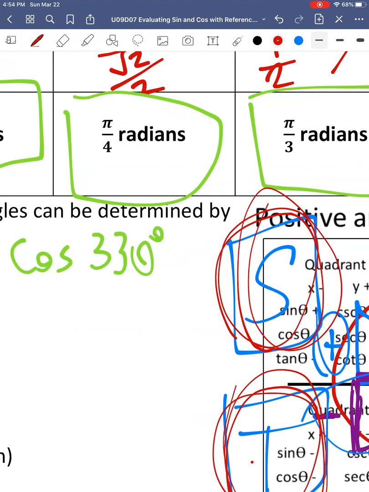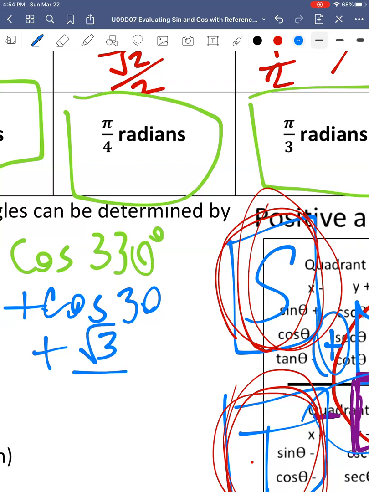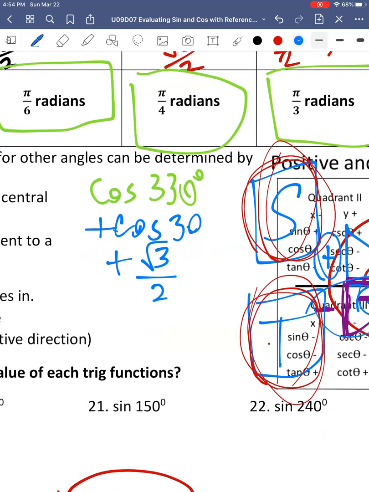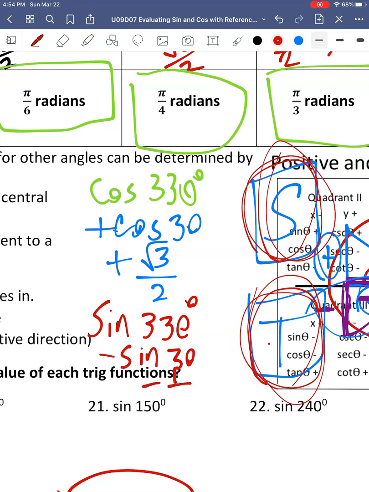So because we have a reference angle of 30 and cosine is positive in this quadrant, we can rewrite this as positive cosine of 30, which is equal to positive radical 3 over 2. If we did sine of 330, that would be negative because sine is negative in quadrant 4, because 330 terminates in quadrant 4. So it'd be negative sine of the reference angle, which we said was 30 degrees. So that would be negative 1 over 2 because the sine of 30 is 1 over 2.